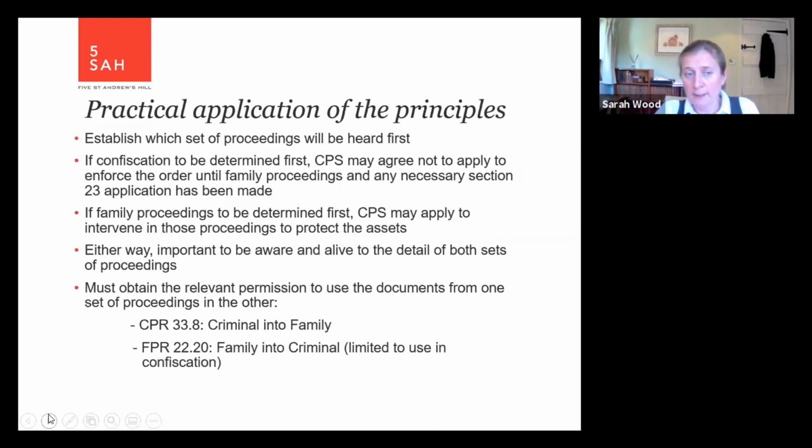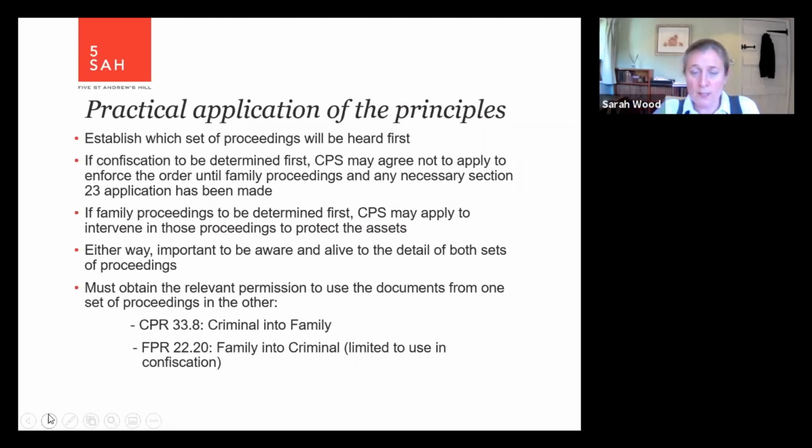Either way, it seems to me that it's important to be aware and alive to the detail of both sets of proceedings, which can, of course, be difficult. Coming back again to the fact that we're now dealing with POCA, you have two sets of proceedings, and inevitably you will have two sets of solicitors, the family solicitors and the criminal solicitors. And so there needs to be channels of communication between them to ensure that both sets of solicitors are aware of the detail of both sets of proceedings.